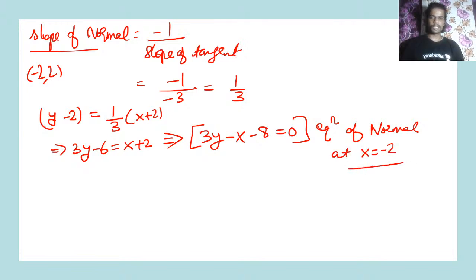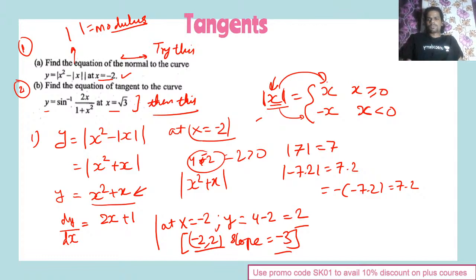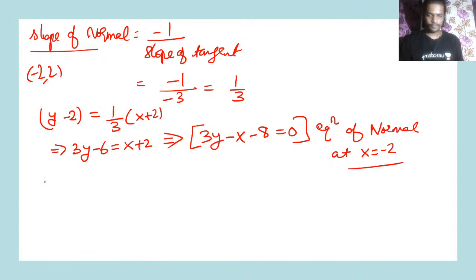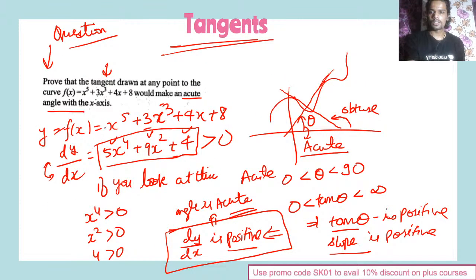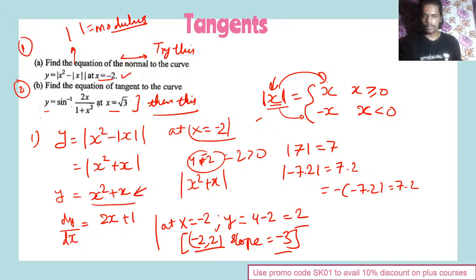Okay, this is the equation of... I hope we did everything right. It seems so. Anyway, now let's try to solve the second question. The second question is y equals sine inverse 2x upon 1 plus x square.